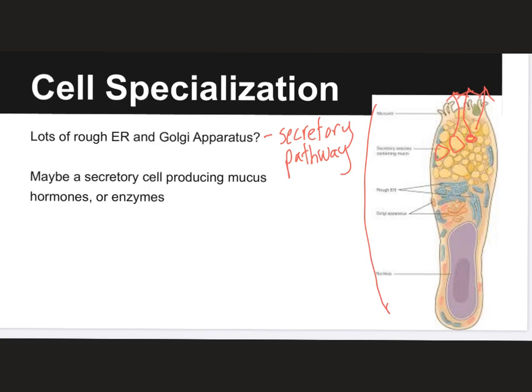So for that, I would pick a cell whose job is to secrete something. Besides the mucus-producing cell, maybe a cell that is secreting hormones in the ovaries or testes, or secreting adrenaline in the adrenal glands. Maybe a cell that is producing and secreting enzymes, like one lining your stomach or some part of your digestive system.